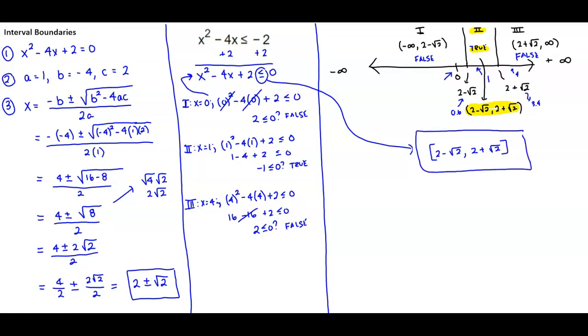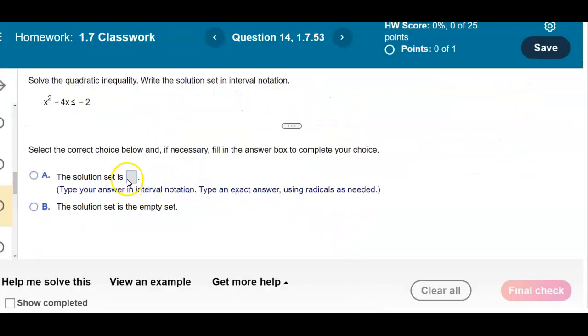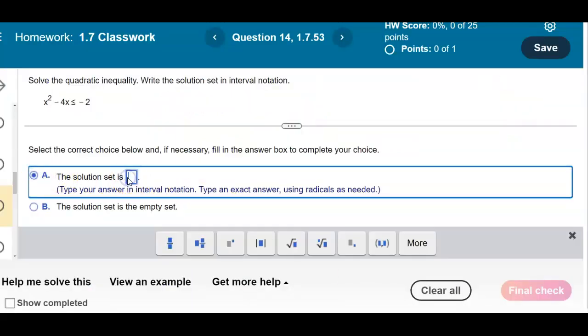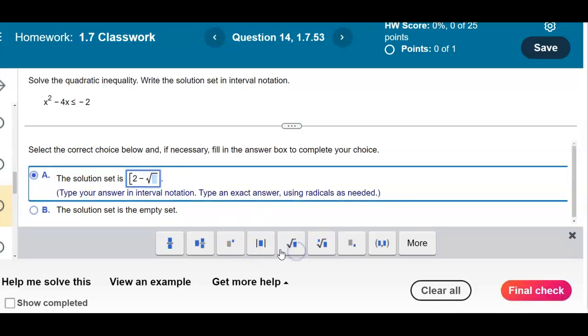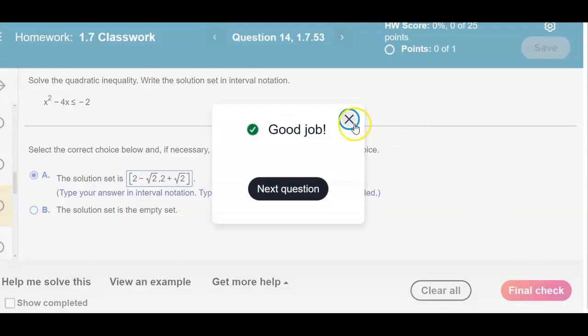So let's go ahead and type that in to check our result. So the solution set, we have bracket 2 minus the square root of 2, comma 2 plus the square root of 2 with a bracket. Let's check our result, and there is our answer.